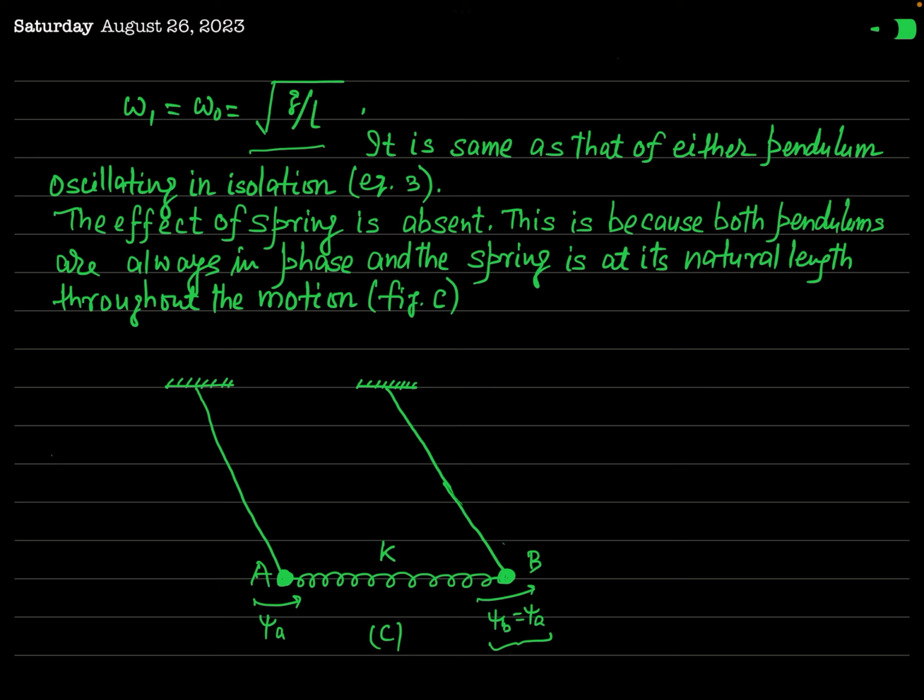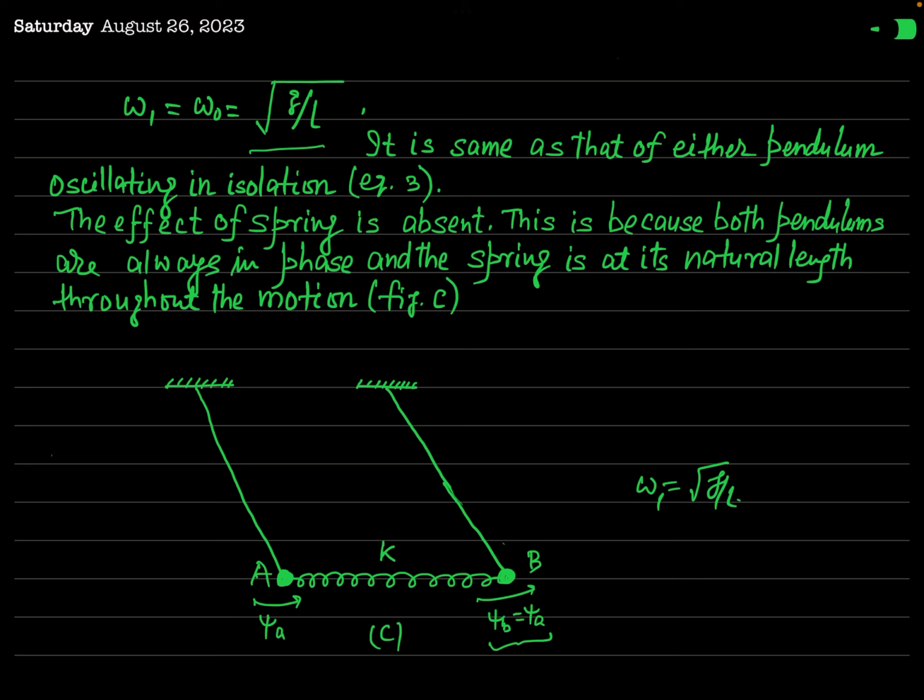Actually, in this condition, we simply say that the pendulums are always in phase. These pendulums are always in phase, and the spring is at its natural length throughout the motion. So when the displacements of both pendulums are equal, both pendulums will behave just as a simple pendulum, oscillating with frequency omega 1 equal to root over g by l. There is no effect of coupling.